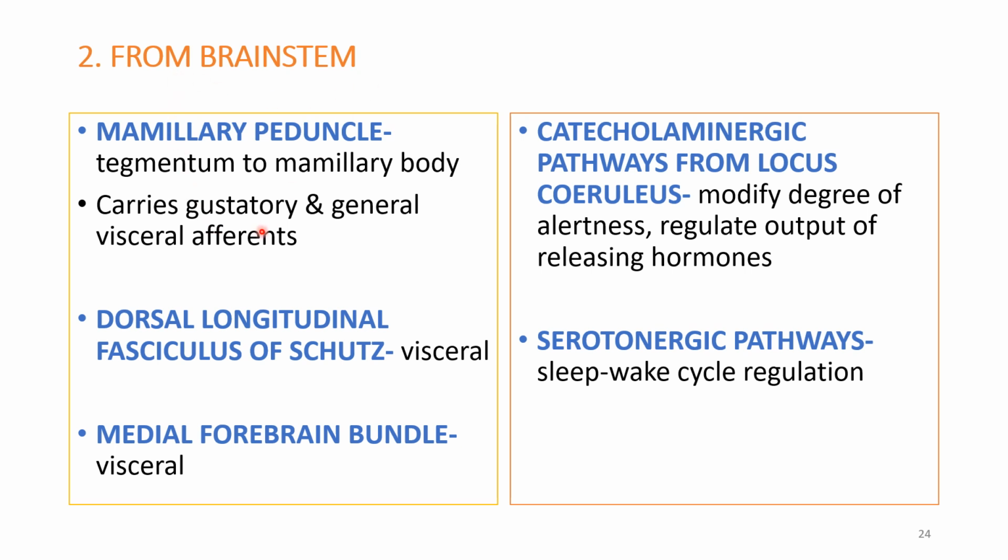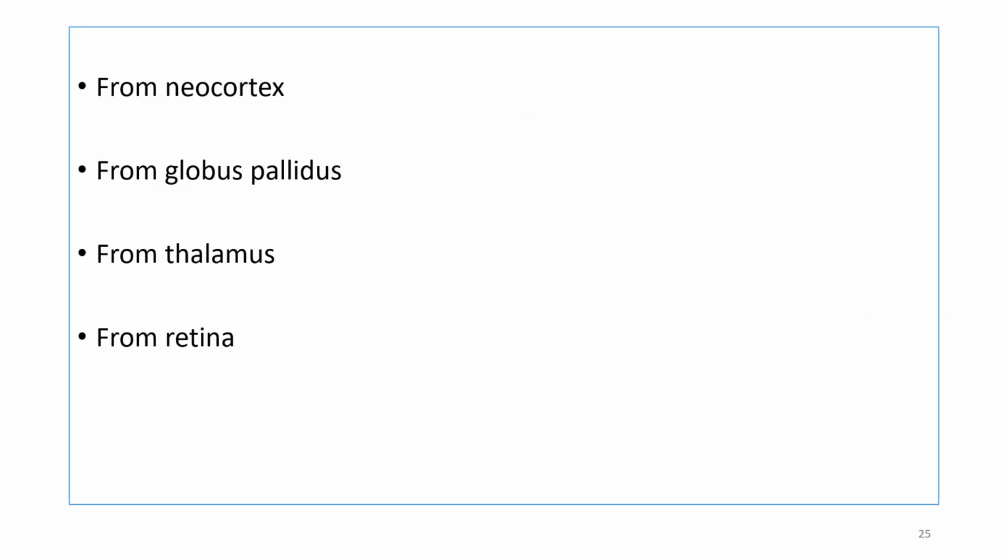So, from the brainstem you have these five connections: the mammillary peduncle, the dorsal longitudinal fasciculus of Schütz, the medial forebrain bundle, and from the locus ceruleus, catecholaminergic pathways and serotonergic pathways. It also gets afferent connections from the neocortex, globus pallidus, thalamus and retina.